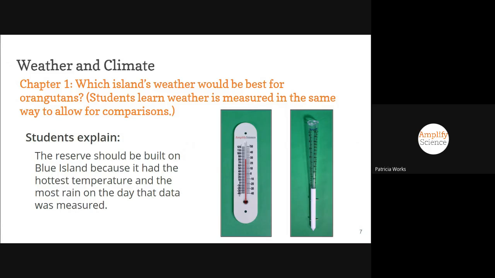They then use standardized methods to collect and record local weather data. At the end of Chapter 1, students return to the anchor phenomenon. They evaluate and sort evidence from the islands, and they write an initial argument as a class to answer the Chapter 1 question. They explain that the reserve should be built on Blue Island because it had the hottest temperature and the most rain on the day that data was measured.